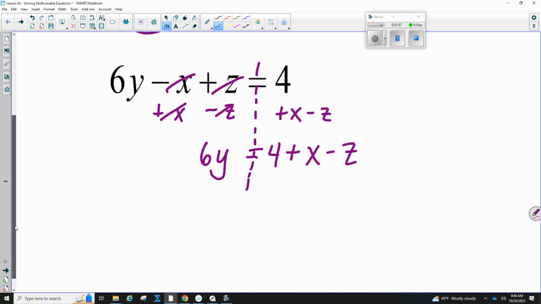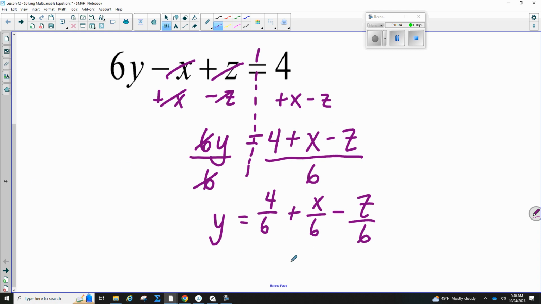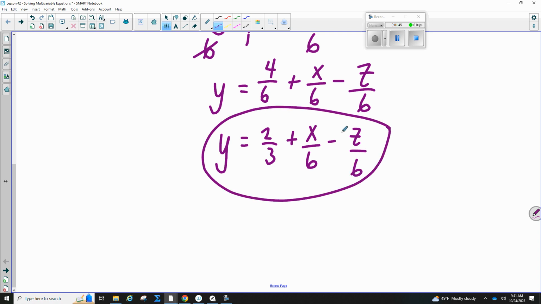And then I just need to get the y by itself, and so I need to divide by 6. We are actually going to divide every single thing by 6. So you can either write it all over 6, or you can divide each piece like this. You could do 4 over 6 plus x over 6 minus z over 6. If you leave it like this, that's fine. If you do this, where you divide each piece, you would want to reduce that right there to 2/3, and then you would be good to go. All right, we got the y by itself.